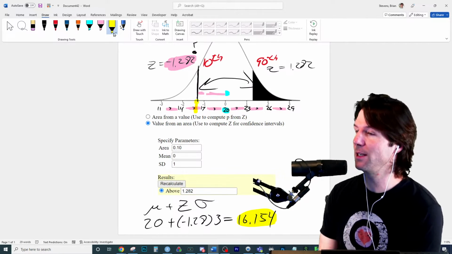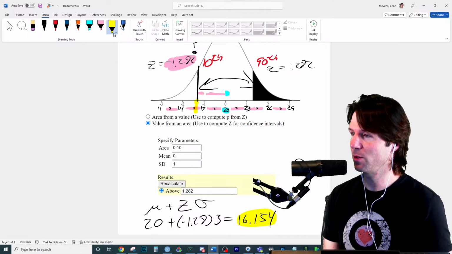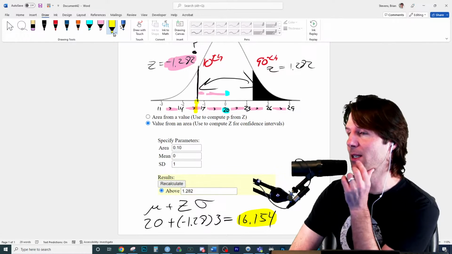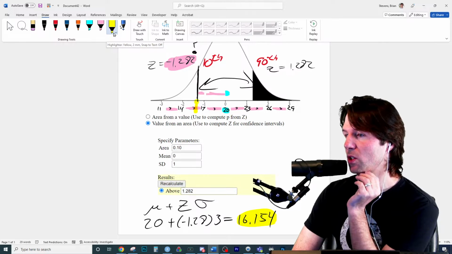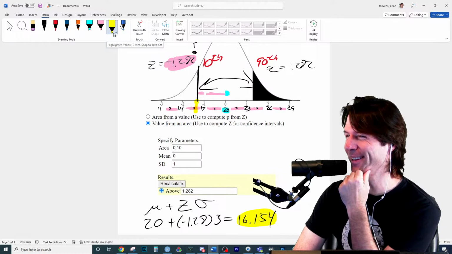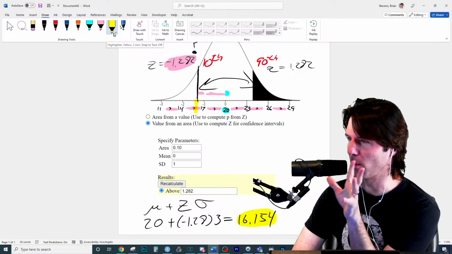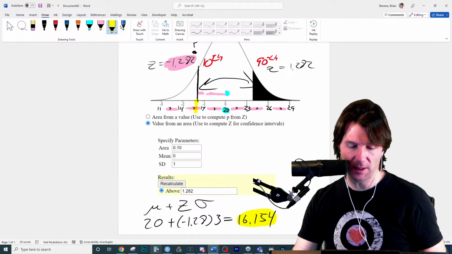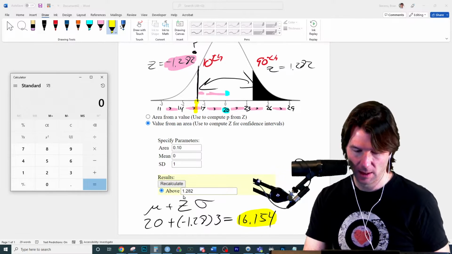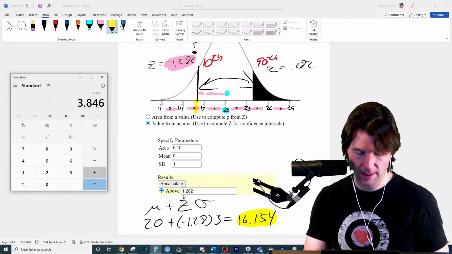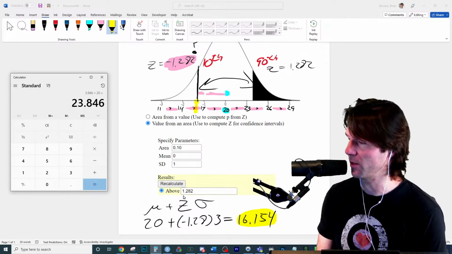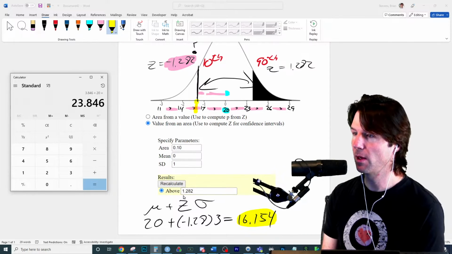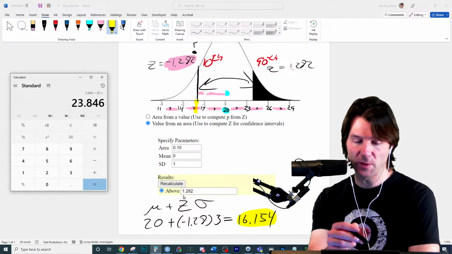What if I told you I could find the 90th percentile really quickly? I can find it really quickly, give me a moment. 23.846. Is that right? Here we can do it: 1.282 times 3, plus the mean, and that's 23.846 for the 90th. So what I actually did was I found the difference right here.